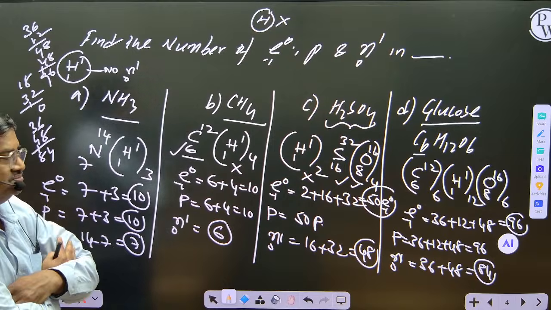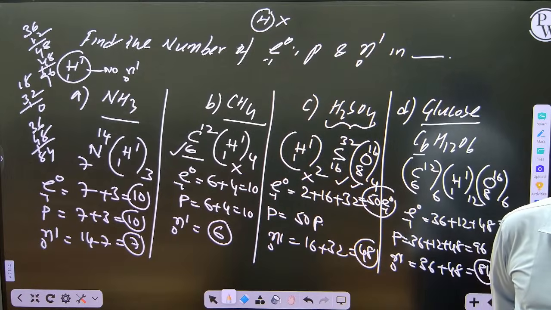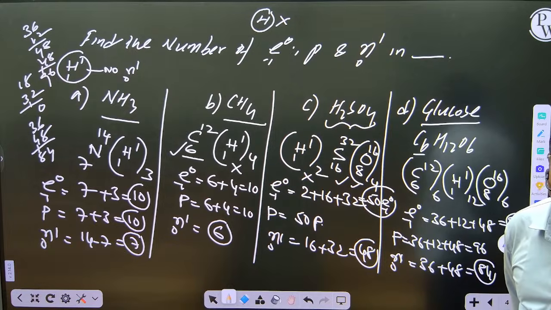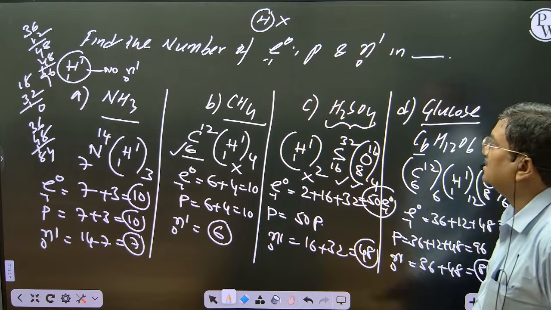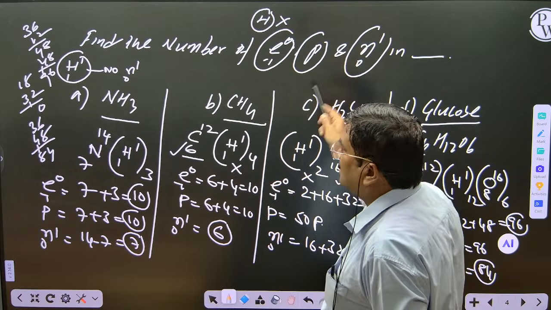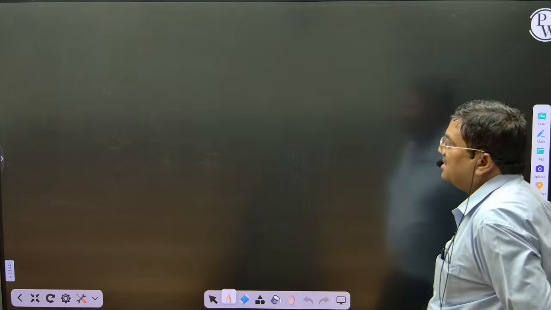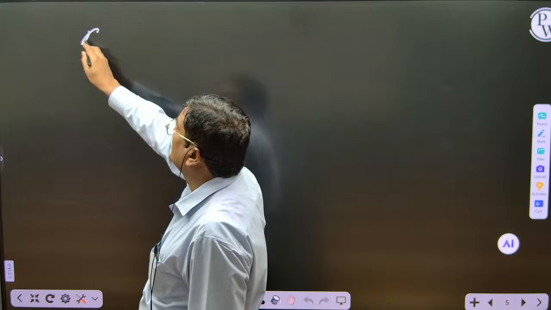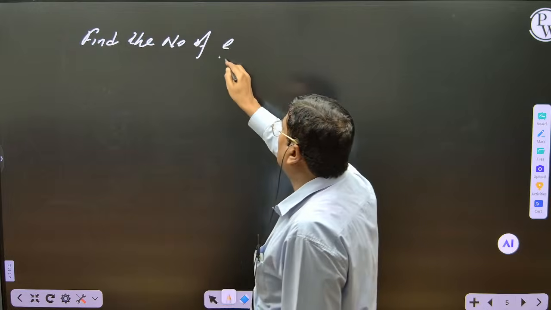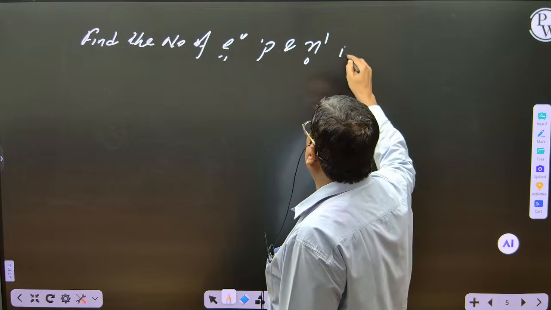Here copied up. Now write one more question in the polyatomic ion. What is meant by poly? More than one atom. So in the mole concept in the coming session we get polyatomic ion. Copied all of you this. Till now we discussed in a neutral atom, in a cation, in an anion and in molecule we found. Now we go for the last, right? Find the number of electrons, protons and neutrons in polyatomic ion.